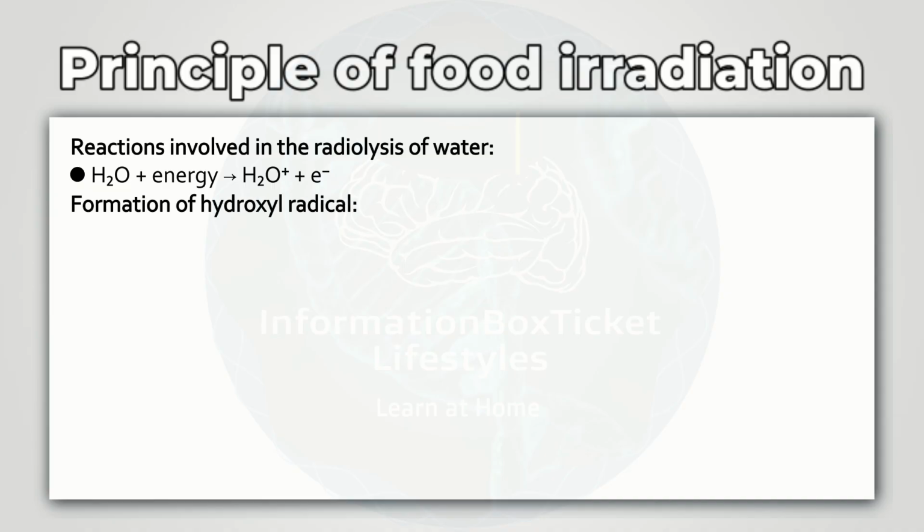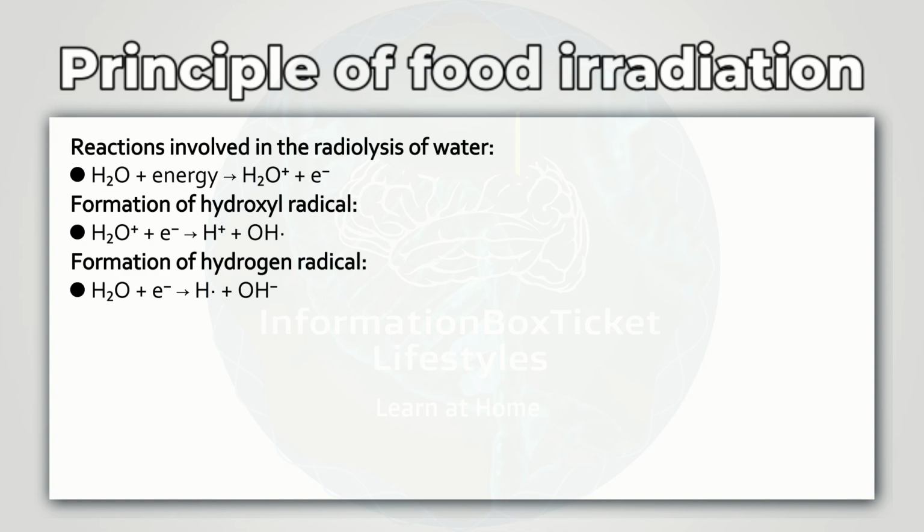Next, hydroxyl radicals are formed. The water cation reacts with an electron to produce a hydrogen ion and a hydroxyl radical. Hydrogen radicals are also generated. Water reacts with an electron to form a hydrogen radical and a hydroxide ion. Then come the recombination reactions.